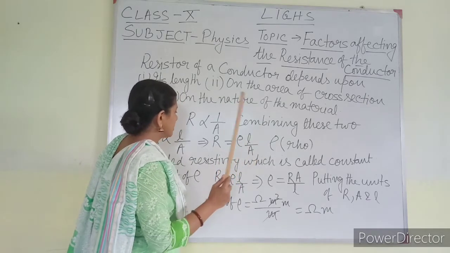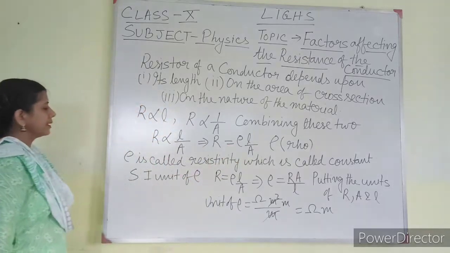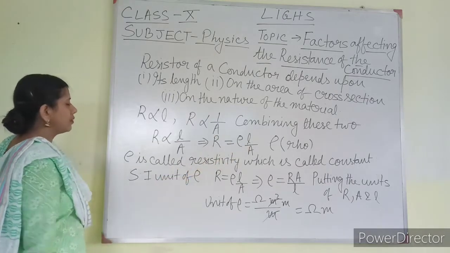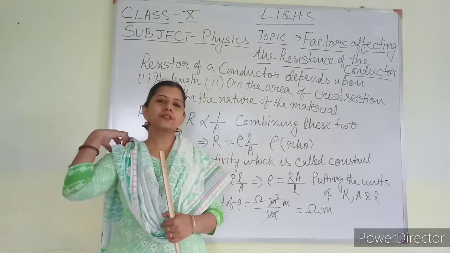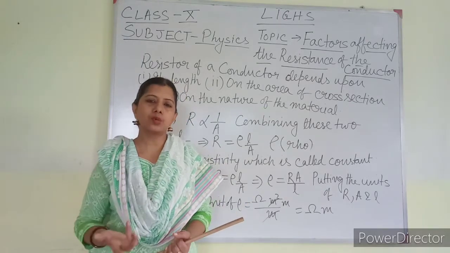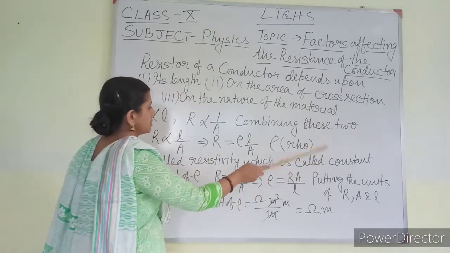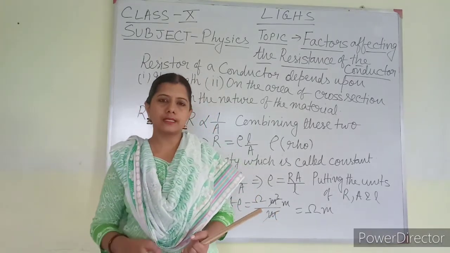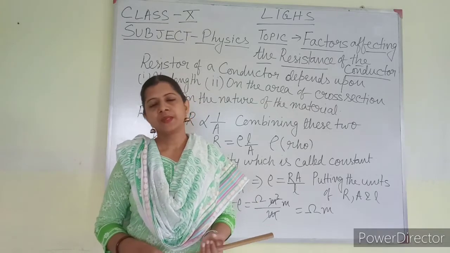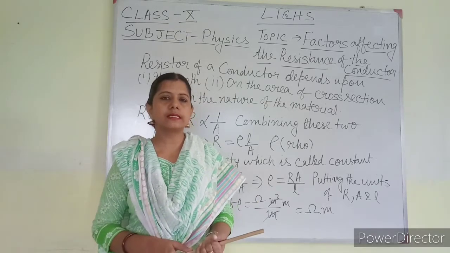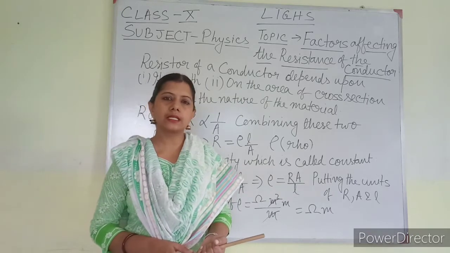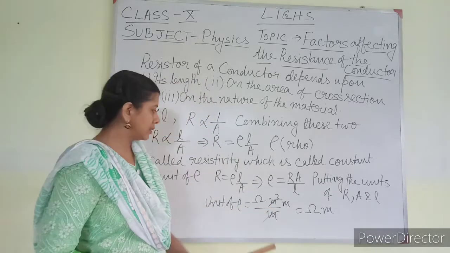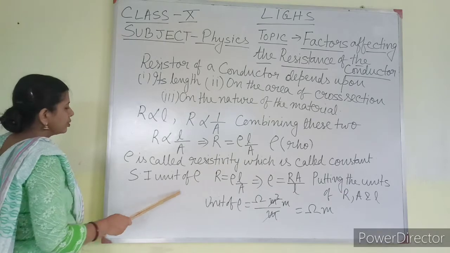Rho is the constant. Now this constant has a name, that is called resistivity. Rho is called the resistivity of a particular conductor, and it is fixed for a particular material, a particular metal, and it has a constant value. Now you have to know what is the SI unit of resistivity. I can directly write the unit of resistivity as ohm meter, but you may get a question on how to find out the SI unit of resistivity. So that also I have shown here, the SI unit of rho.